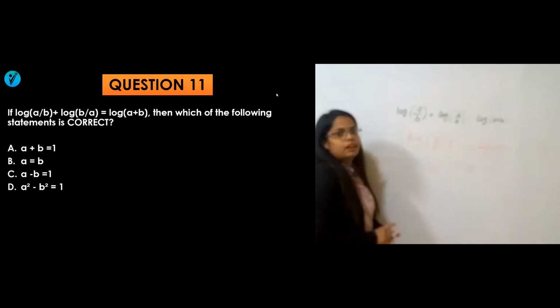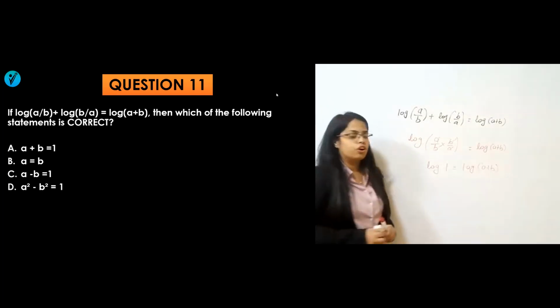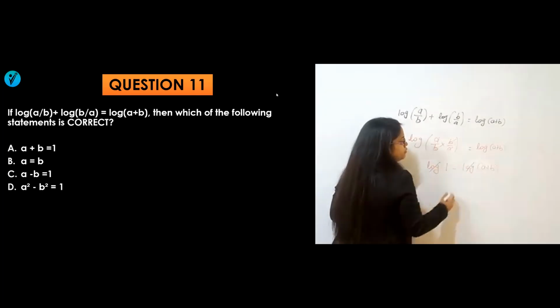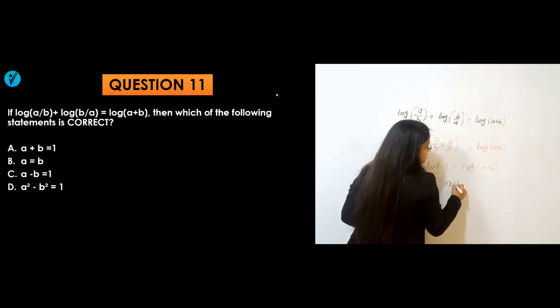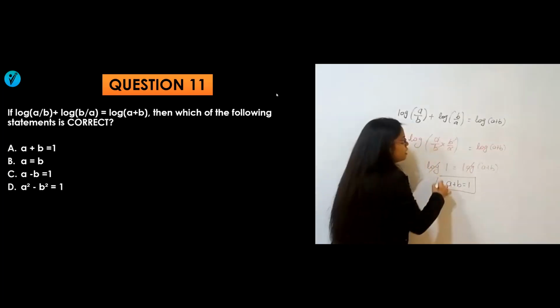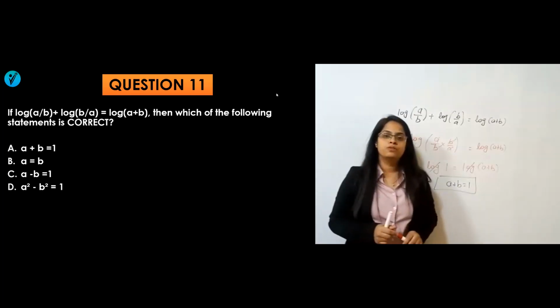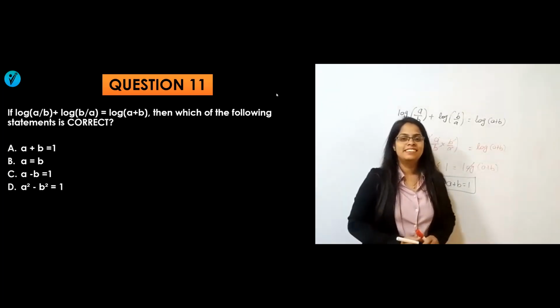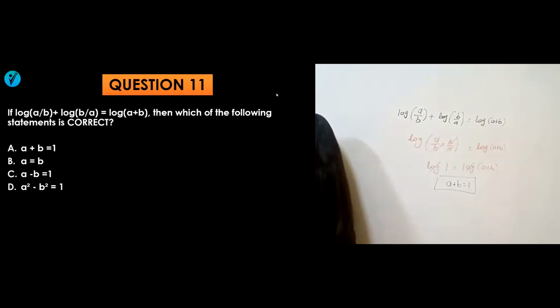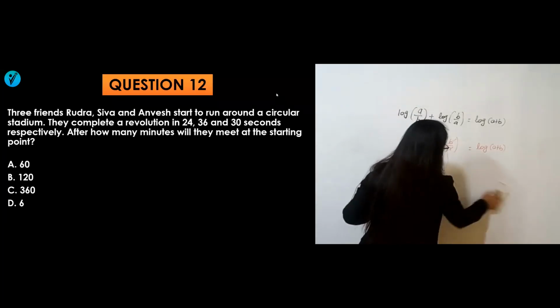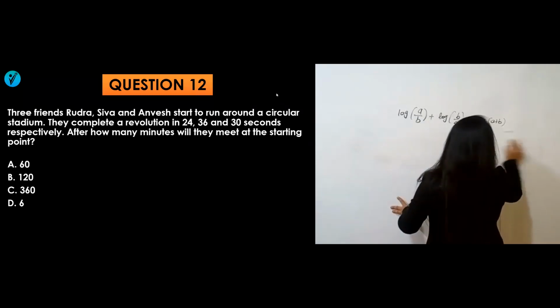So if I cancel out this log from both sides, log 1 and log of a plus b, I will get the answer as a plus b is equal to 1. And this is the equation. That's it. Option number A was here. Easier. Now let's solve the next question. You can see all questions are easy but conceptual.